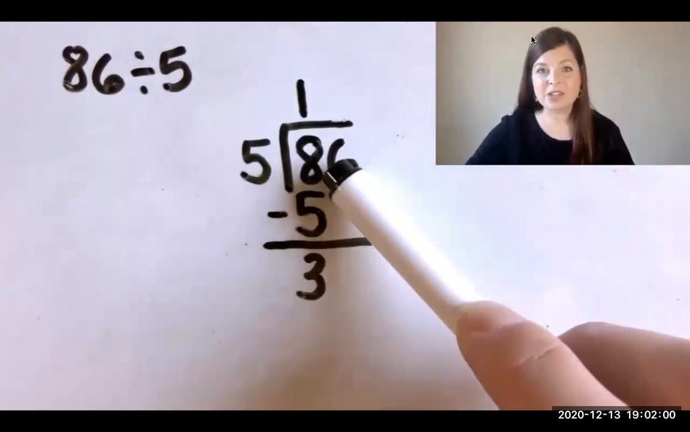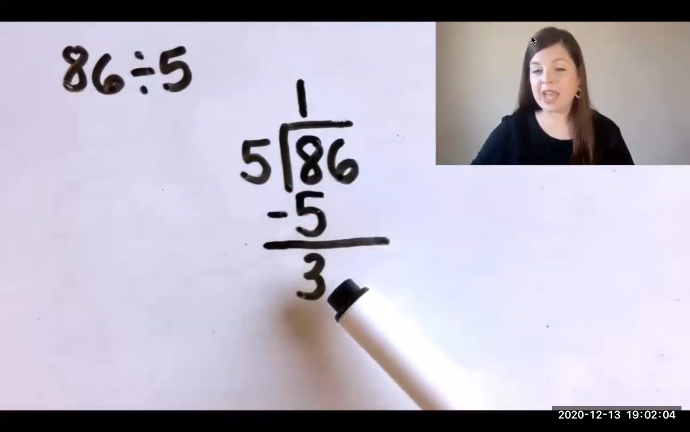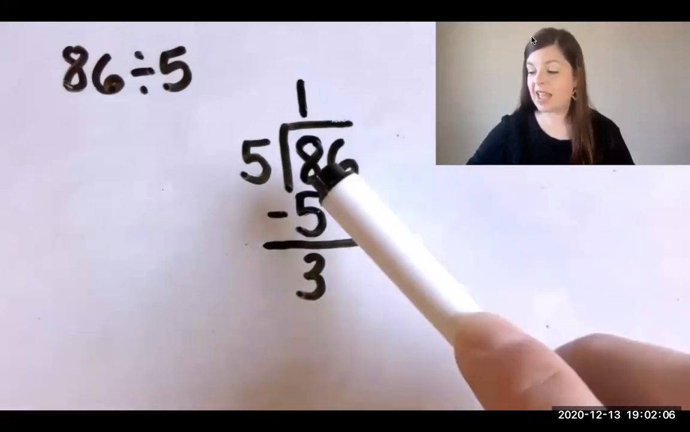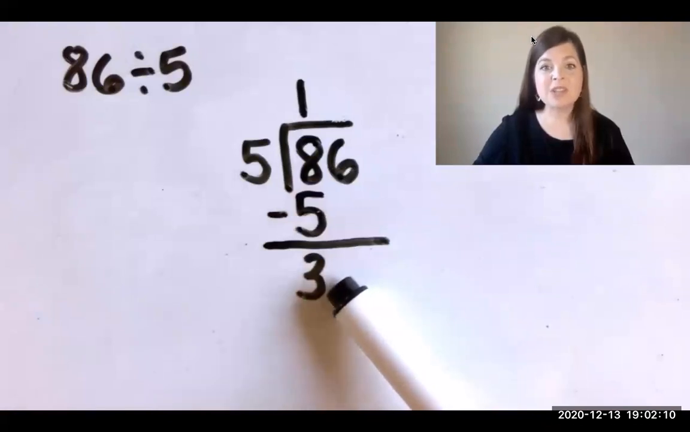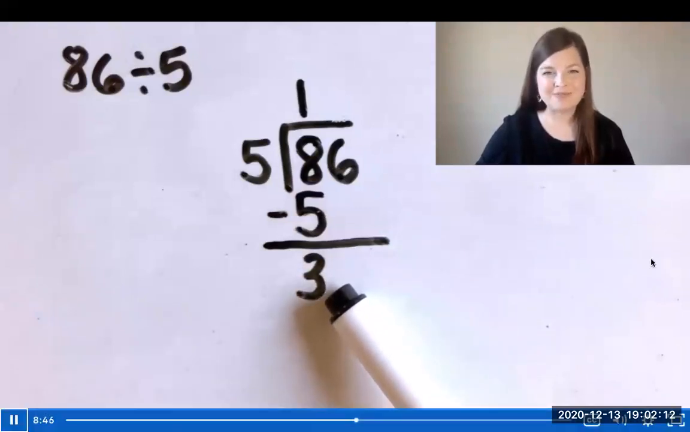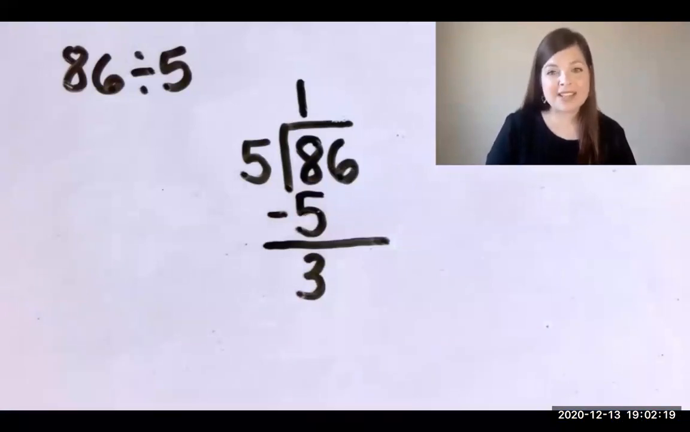We had 8 tens to distribute, and we used 5 of them already. And now we have 3 tens remaining. 8 tens minus 5 tens equals 3 tens. So we still have 3 tens to distribute. Now, what's our next step? Pause the video to explain what we should do next.